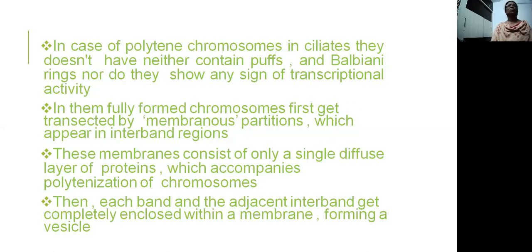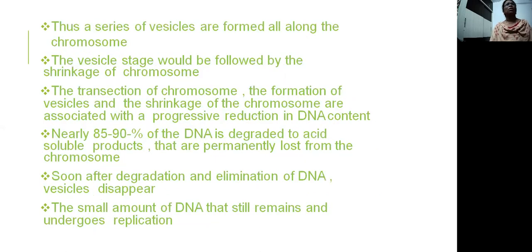In the case of polytene chromosomes in ciliates, they have neither puffs nor Balbiani rings, nor do they show any sign of transcriptional activity. Fully formed chromosomes first get transected by membrane partitions which appear in the interband region. These membranes consist of only a single diffuse layer of proteins which accompanies polytenization of chromosomes. Then each band and the adjacent interband get completely enclosed within a membrane, forming a vesicle. It is in the case of certain ciliates. Thus, a series of vesicles are formed all along the chromosome.